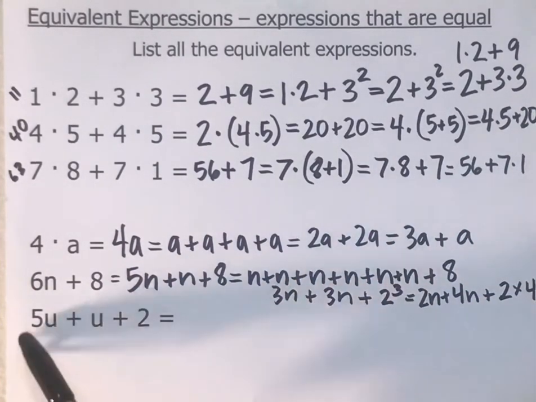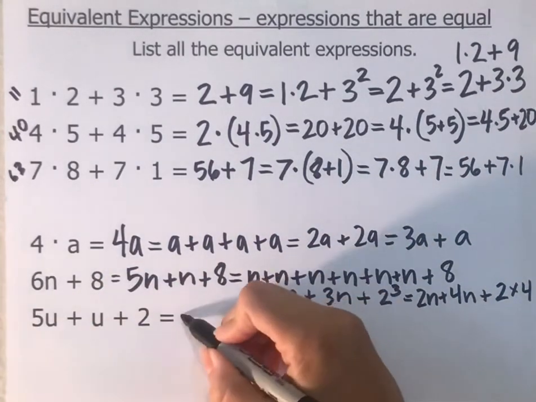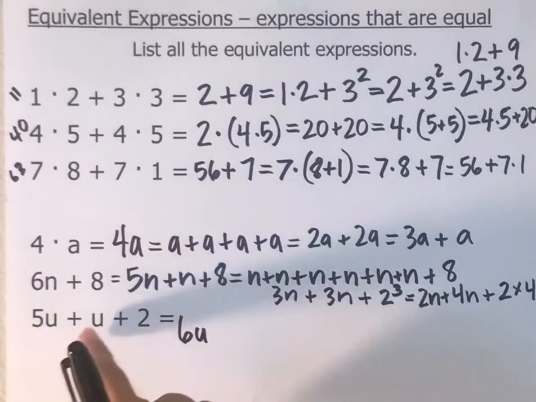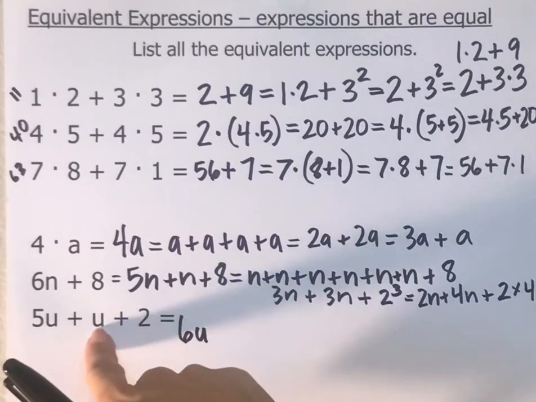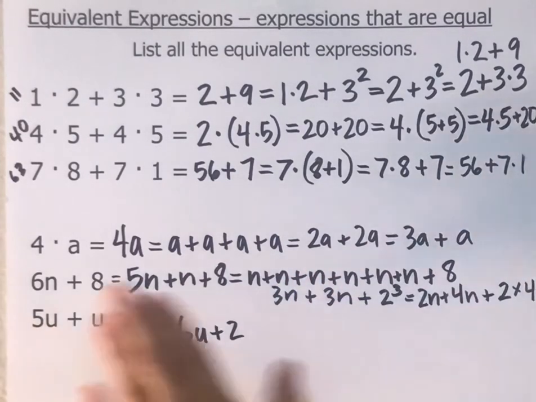All right, last one. 5u plus u plus 2. Okay. Same thing that we did here. We can break up those u's. We can even put them together. So like here I could say 6u, because 5 and 1u would be 6, plus 2. And that would be equal to that.